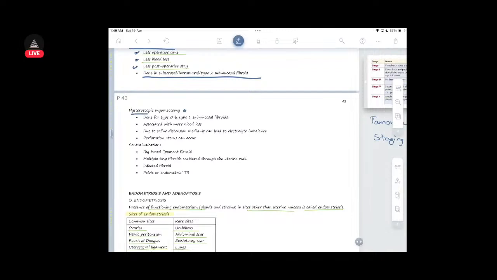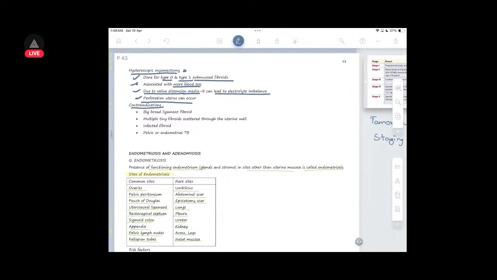Hysteroscopic myomectomy is done for type 0 and type 1 submucosal fibroid, associated with more blood loss, and it is due to saline distension media. It can lead to electrolyte imbalance and perforation of uterus can occur. Contraindications: you will have broad ligamental fibroid. You have multiple tiny fibroids scattered through the uterine wall. You have infected fibroid and pelvic or endometrial TB.